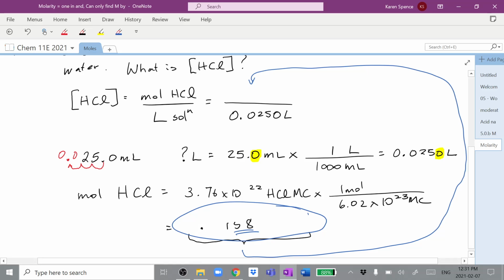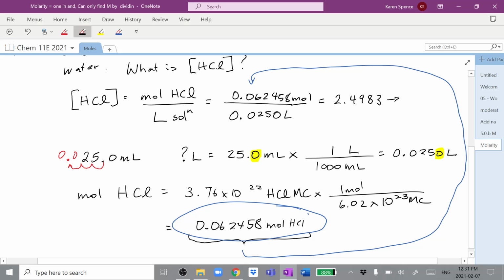We have 0.06248 moles of HCl. So again, we're going to plug that up into our moles of HCl. So we now have 0.062458 moles divided by 0.0250 liters equals, and we get 2.4983, which will round to 2.50 molar.